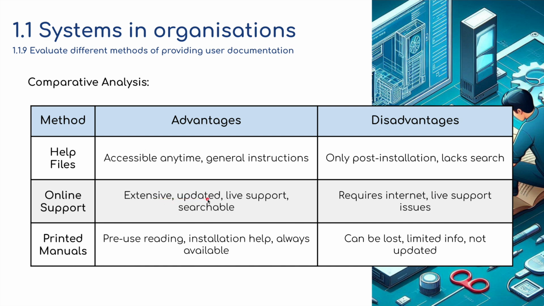So, advantages and disadvantages: help files, accessible anytime, general instructions, only post-installation, lacks search. Online support, extensive, updated, live support, searchable, does require the internet, live support issues maybe. And printed manuals, pre-use reading, you can read it before you use it. Installation help, always available to hand as long as you know where you've put it. Can be lost, limited info, not updated.